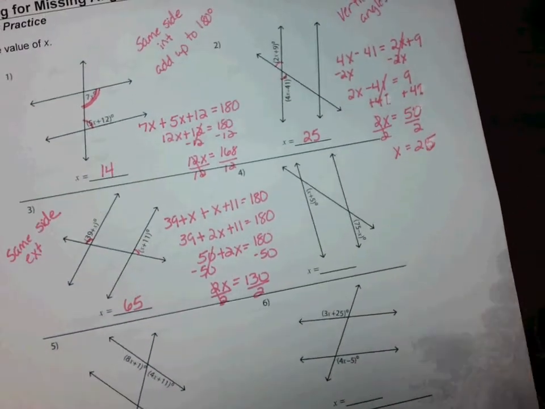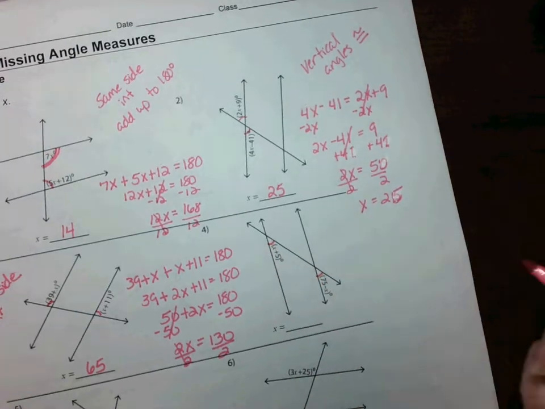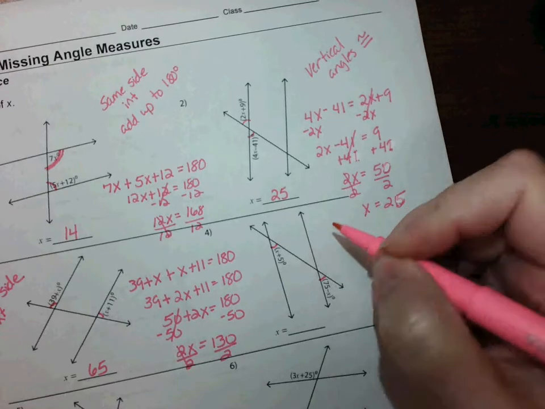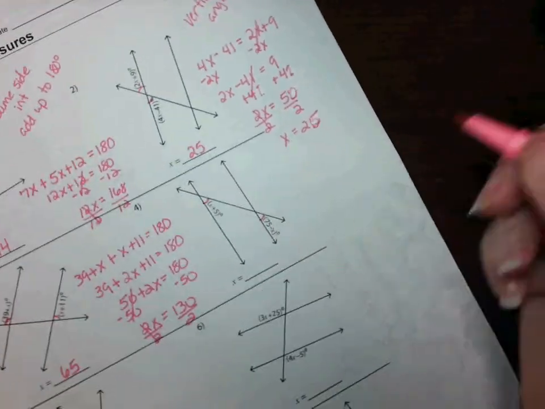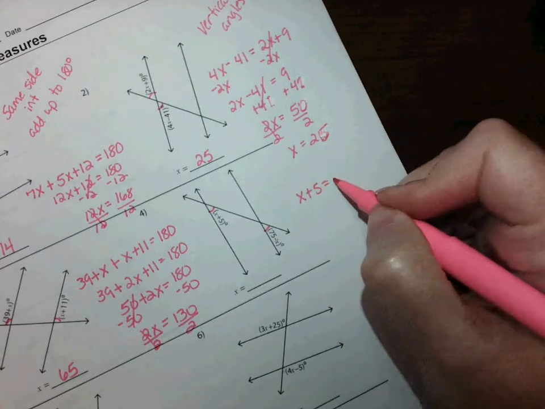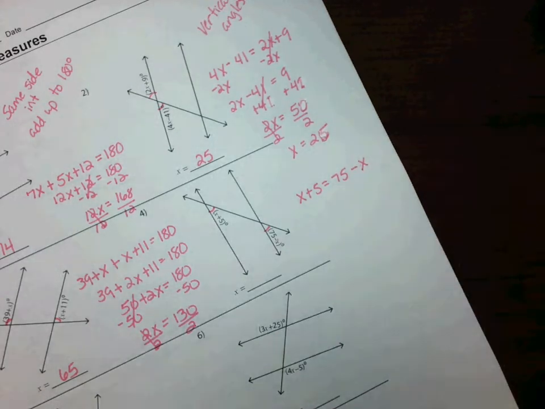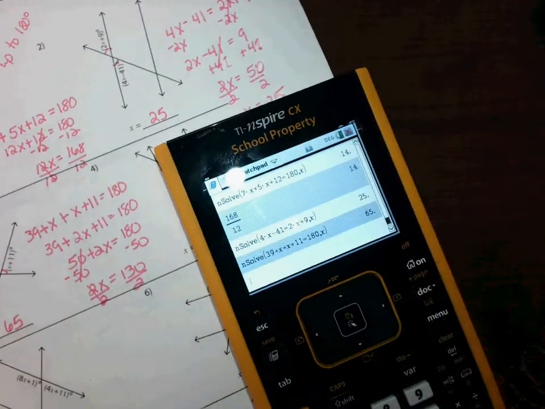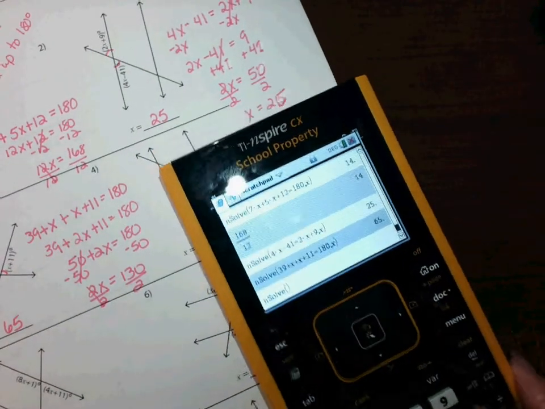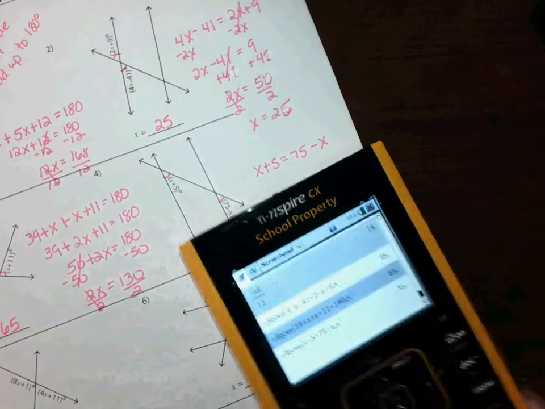In the interest of time, I'm going to be solving the rest of these. I see two acute angles. They're going to be equal to each other. They're also corresponding. They're in the same location. So x plus 5 has to equal 75. Does that say minus x? My eyes are so bad. Minus x. So if I menu 3-1 this, type it in, x plus 5 has to equal 75 minus x, and then do comma x, 35. x equals 35.